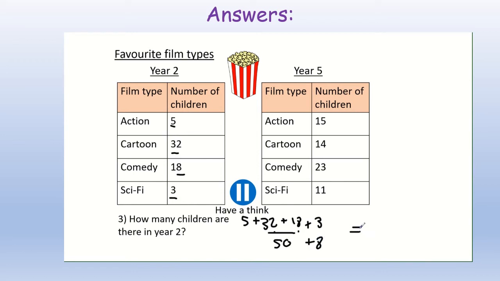So how many children are there altogether in Year 2? Excellent. There were 58 children.